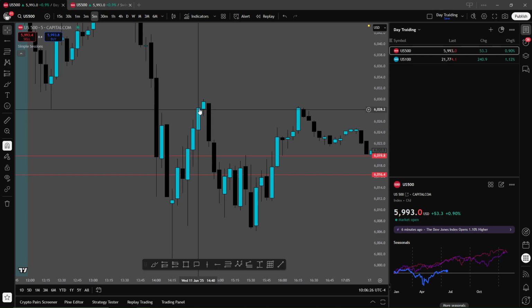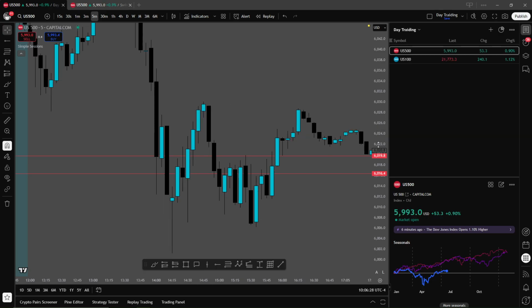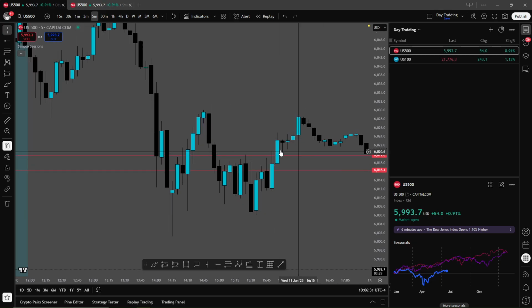So here we broke structure to the upside, and so now my strategy is to enter off a fair value gap. What is a fair value gap?